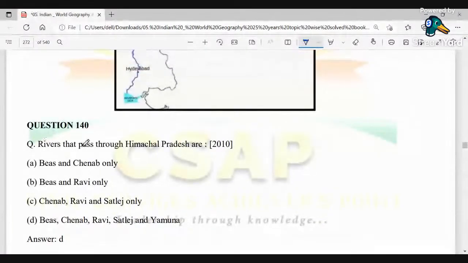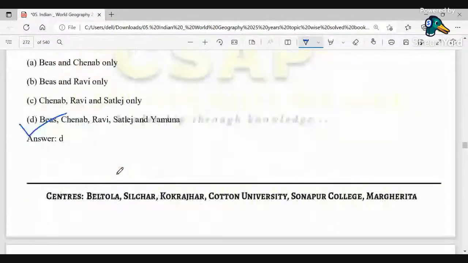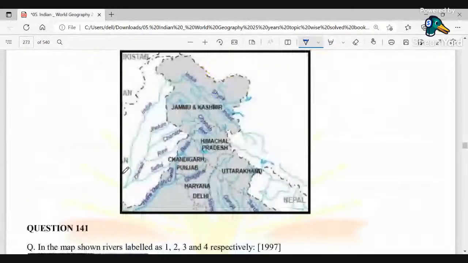Then the rivers that pass through Himachal Pradesh are Beas, Chenab, Ravi, Satluj, and Yamuna. Okay, so which rivers flow through Himachal Pradesh? Beas, Chenab, Ravi, Satluj, and Yamuna. So these are some of the important rivers that you can see. Basically, some of the Himalayan rivers that flow through Himachal Pradesh. So you can see all those locations.